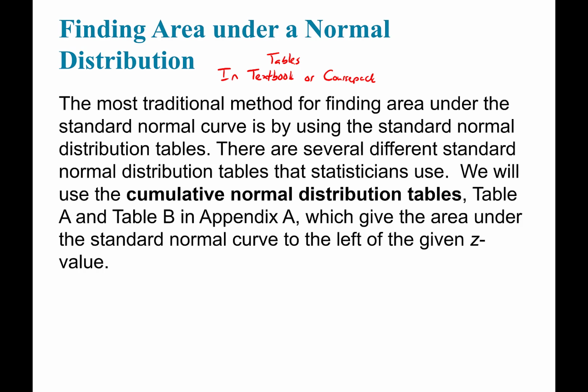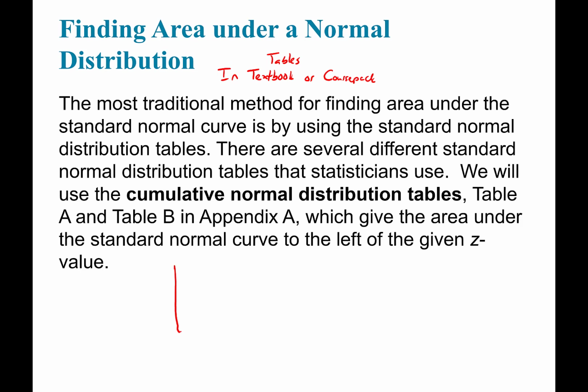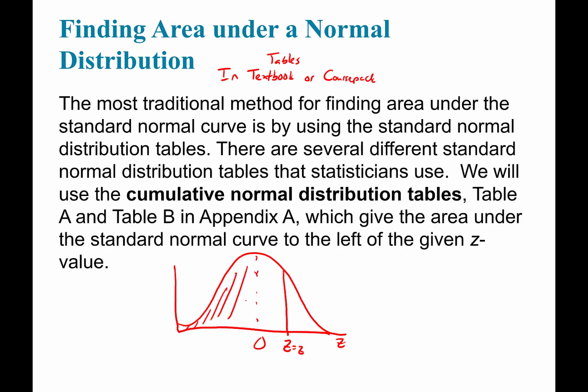And these tables are always going to give you the area to the left of your z-value. So if this is our z distribution, whatever z-value you have, the normal table in the back of your book will always give you the area to the left. So remember, it's going to give you the probability that z is less than or equal to some value of z. That's what the table in the back of your book is going to give you.